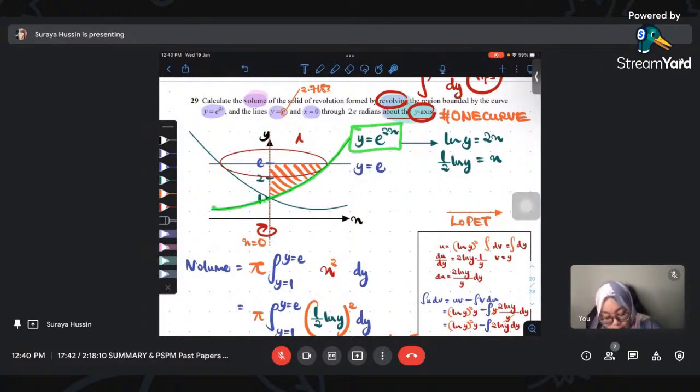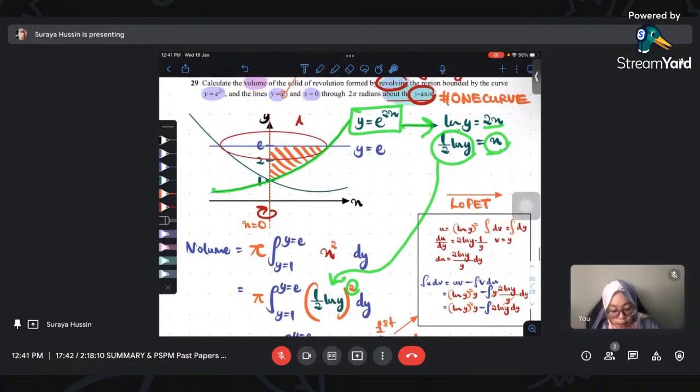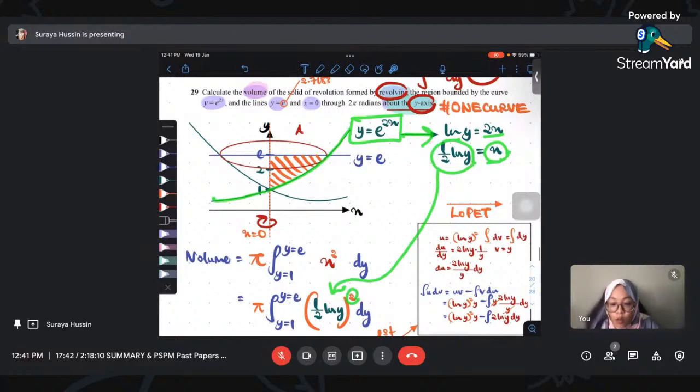But don't worry, you can change it until you get x as the subject. So you can take ln on both sides. You will get ln y equals 2x. And then you make x the subject, and you get this. Therefore, this is important to be put inside the formula, and it must be squared. Look carefully. It must be put into the formula and must be squared.